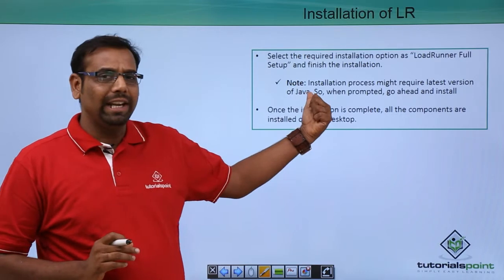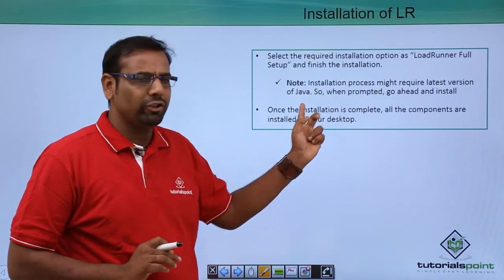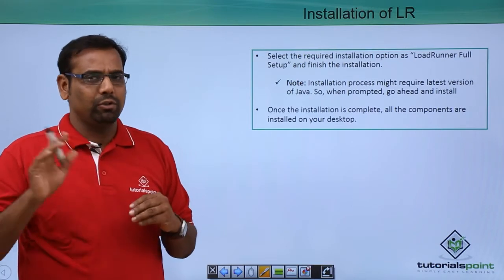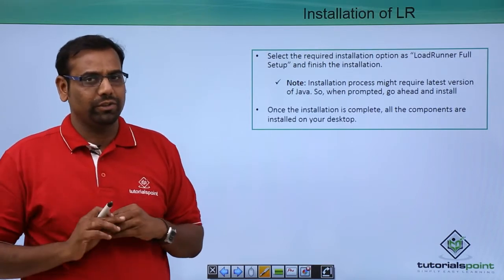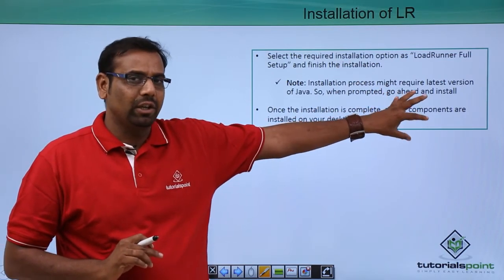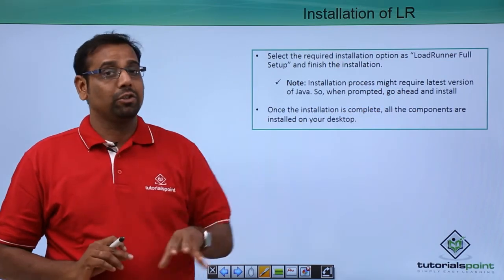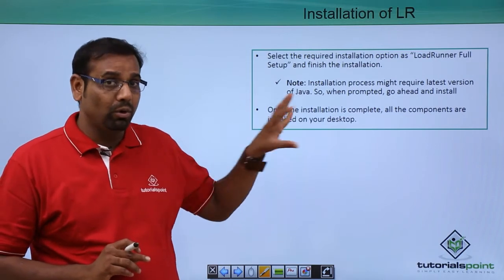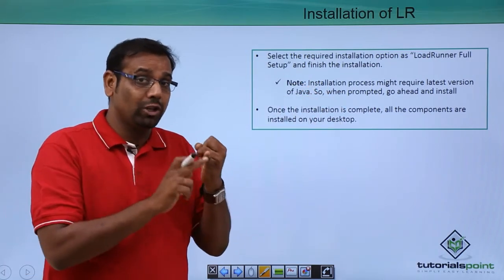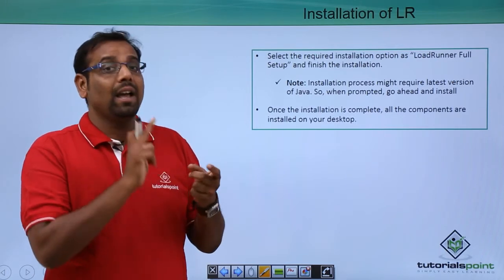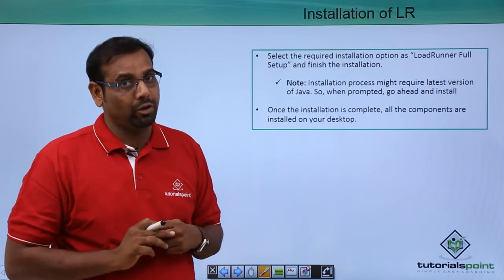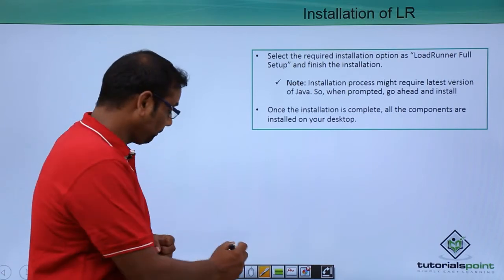In the middle of it, if it is asking for the latest Java version, go ahead and upgrade it, guys. It will automatically upgrade it for you. You just follow the instructions. And finally, once the installation is done, you have all the components installed on your machine. Once you download and install this LoadRunner, you have all 4 components, which are VuGen, the controller, analysis, and the load generator or LGs, installed on your laptop or desktop that you have chosen.